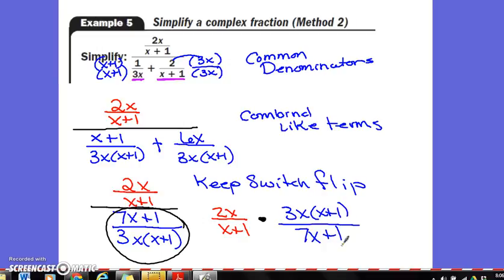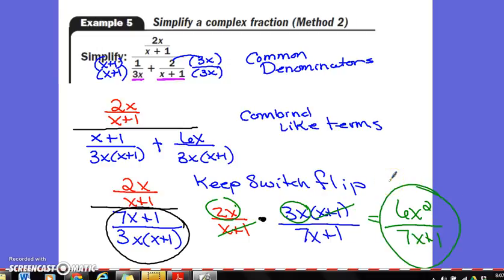Now you need to see, is there anything you can cancel? All right, so your x plus 1s cancel out. You have to multiply the 2x and the 3x. This gives you 6x squared. And then in the denominator, you just have 7x plus 1. This is your answer.